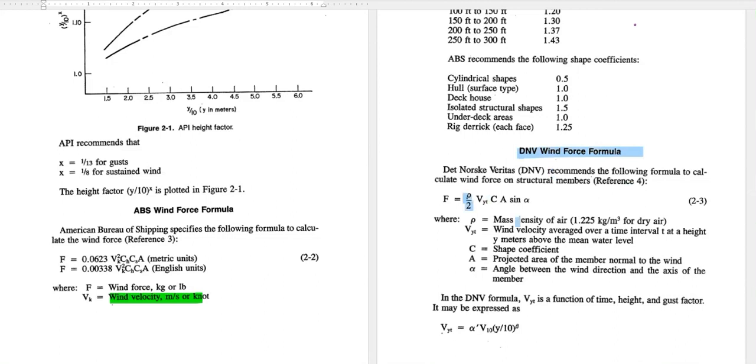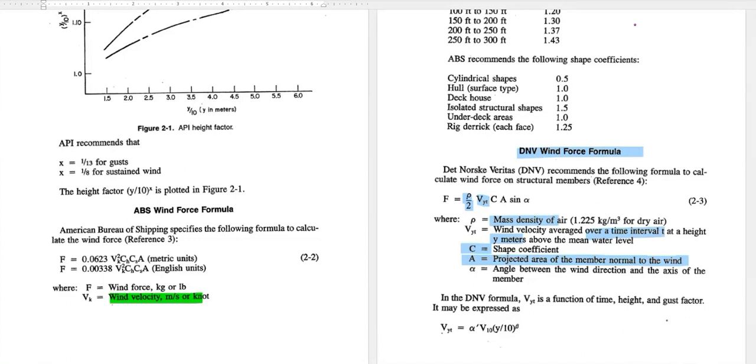rho by 2, that is the mass density. Velocity Vyt is the wind velocity averaged over time interval t at a height y meters above mean water level. C is the shape coefficient. A is the projected area of the member normal to the wind. And theta is the angle between the wind direction and the axis of the member.